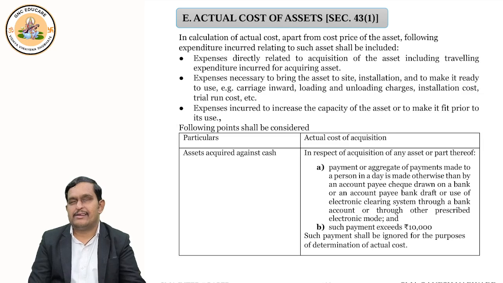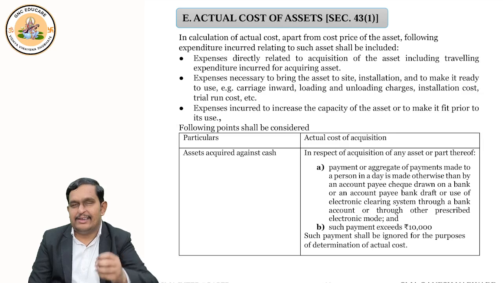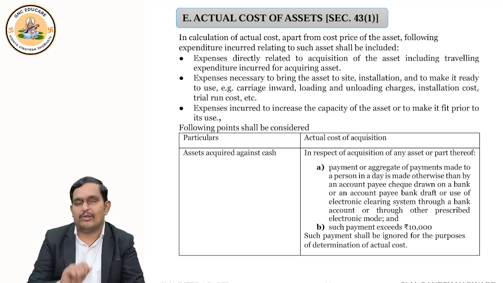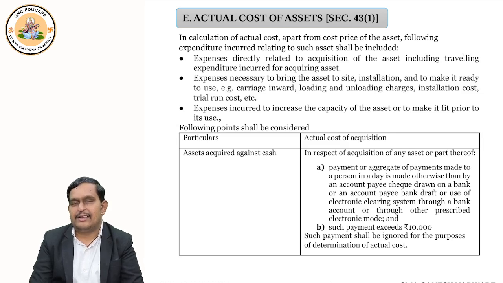Along with purchase price, the asset should be brought from the place to the factory or to the office, correct? For that, whatever traveling expenditure is incurred, that is also actual cost. Not only that, after bringing, the machinery has to be installed, right? Some fitting has to be done. So installation, loading, unloading, all those expenditures will be there. That also forms part of the cost of the asset.